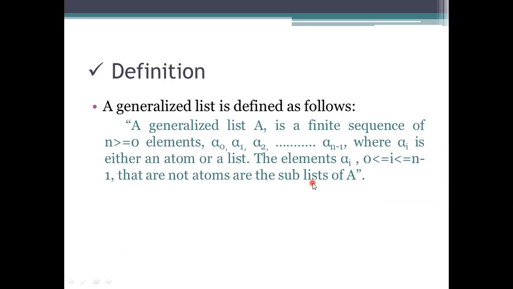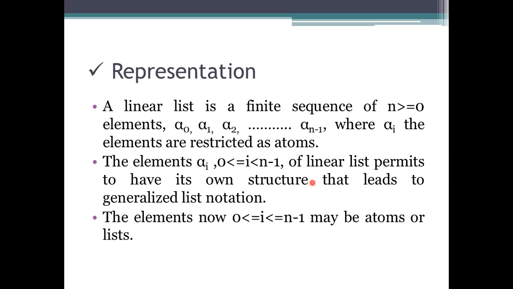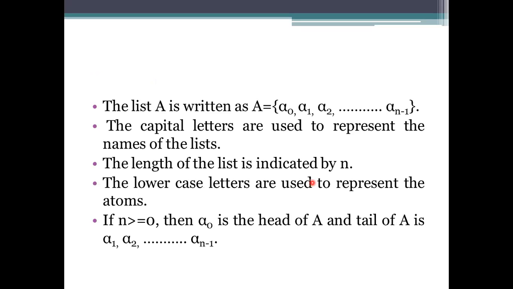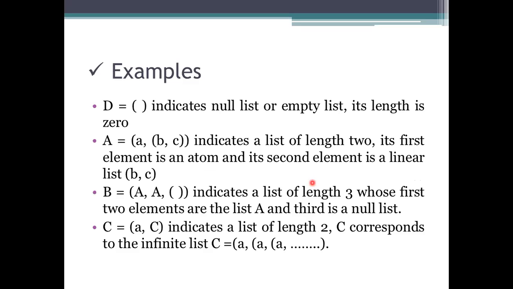Coming to the next one, that is the generalized list. A generalized list means the list is stored here, and the elements you store in it will be specified as an atom or a list. This list will be represented as alpha 0, alpha 1, alpha 2, and the elements will be taken as 1 to n, or if you take 0, then 0 to n minus 1 representation. This list will consist of a list format, an empty list, and also some atoms. So this is the generalized list format.